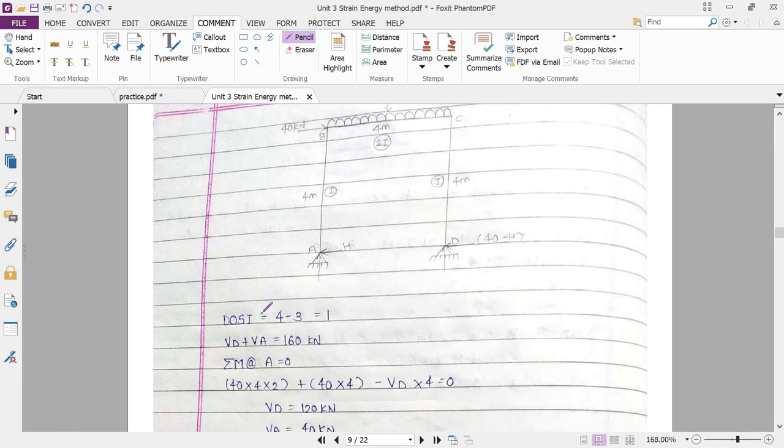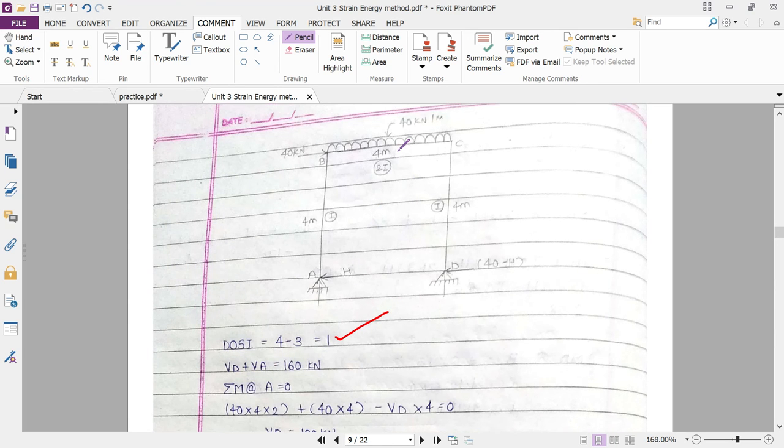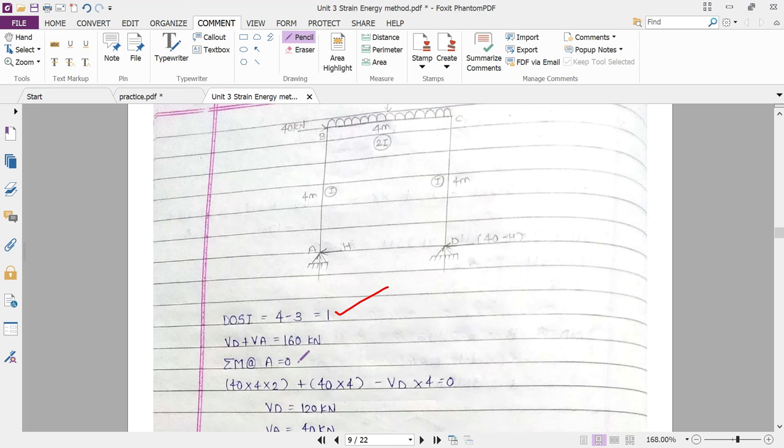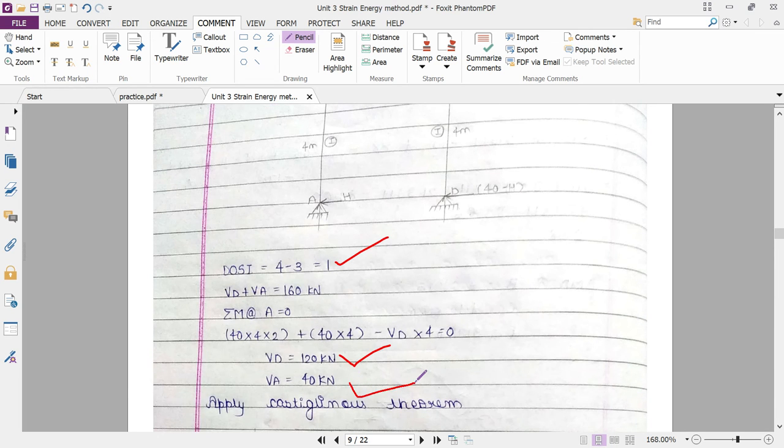Okay, now take the degree of static indeterminacy. DSI is equal to 4 minus 3, which is 1. Now VA plus VD is equal to 160, that is 40 into 4, 160. Summation of moment at point A, here we will take the moment at A. So 40 into 4 into 2 plus 40 into 4 minus VD into 4, that is equal to 120 VD, and VA equal to 40 kilonewton, like this.